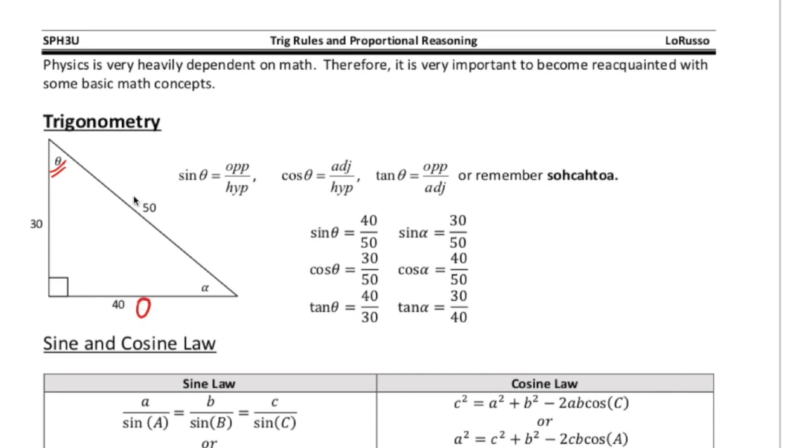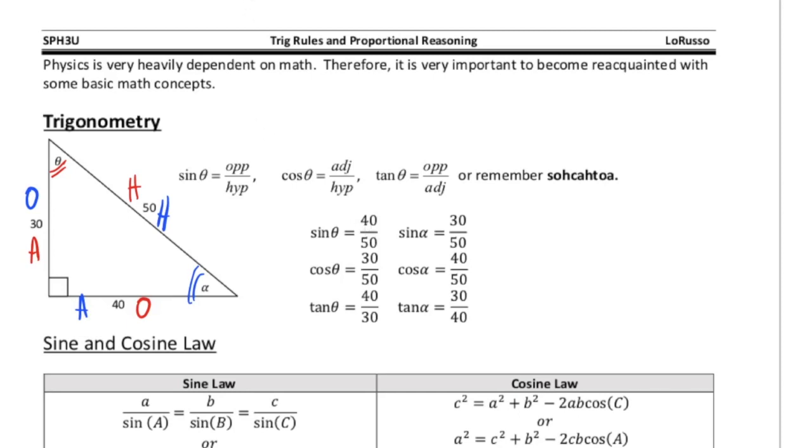The hypotenuse is always the same because the hypotenuse is always opposite the 90-degree angle. So this is our hypotenuse over here. And the last remaining side, that has to be your adjacent side. However, if we're talking about alpha, from alpha's perspective, things are a bit different. This is now the opposite side. The hypotenuse, of course, stays the same, and this is the adjacent.